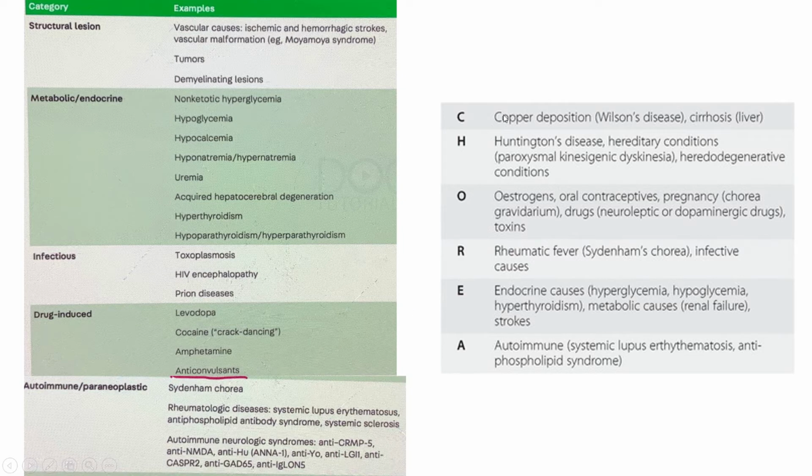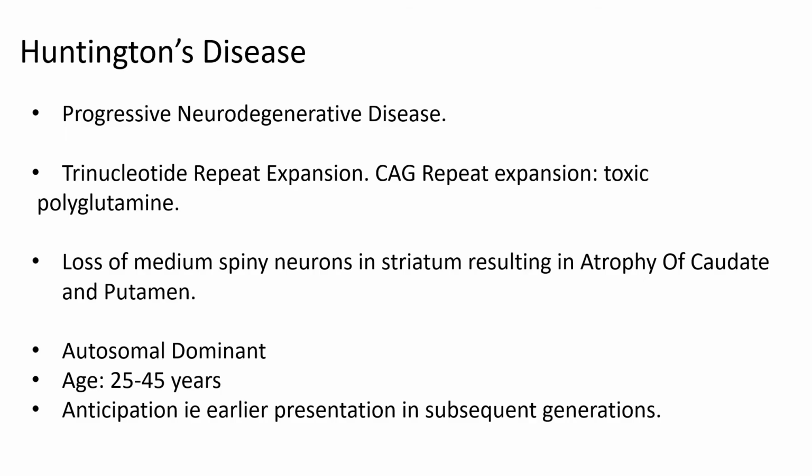We can also remember the more common causes of chorea with the mnemonic, the word chorea itself. The C stands for copper deposition, for example Wilson's disease in cirrhosis. H stands for Huntington's chorea and hereditary conditions. O for estrogens, oral contraceptives and pregnancy, and drugs like neuroleptics. R for rheumatic fever like Sydenham's chorea. E for endocrine causes like hypercalcemia, hypocalcemia, hyperthyroidism. Also metabolic causes like uremia and strokes. And autoimmune obviously includes SLE and antiphospholipid syndromes.